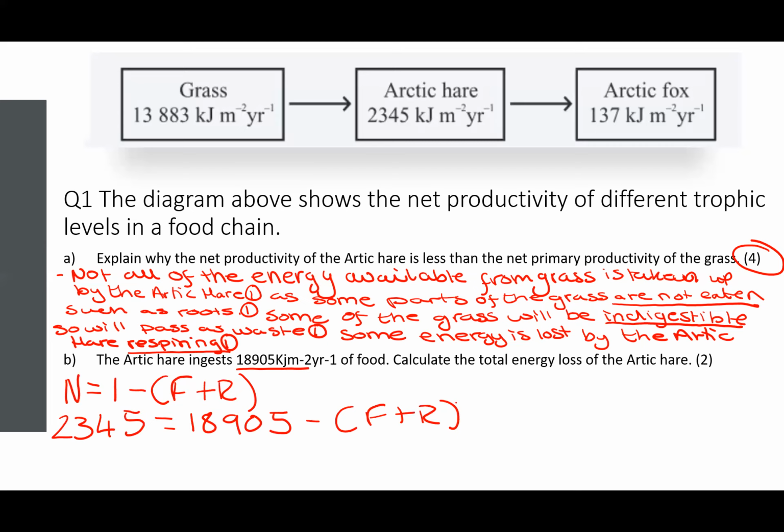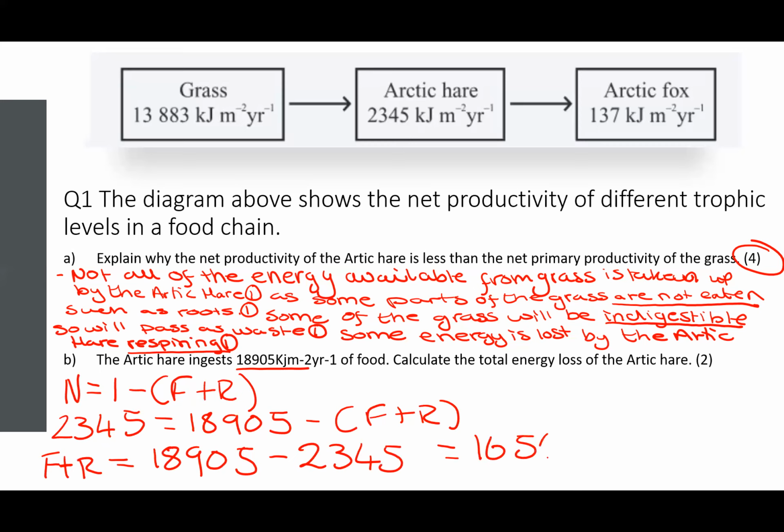So all we then need to do is rearrange this equation to work out what F plus R is. So F plus R is going to equal 18,905 minus 2,345, which gives us 16,560 kilojoules per meter squared per year.